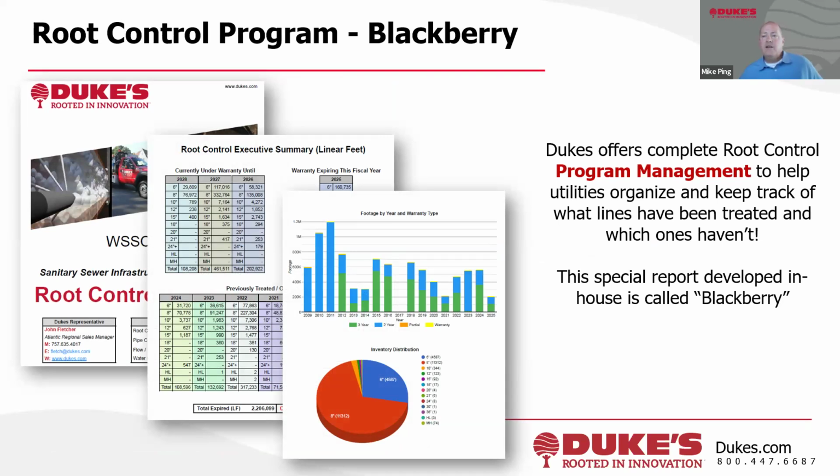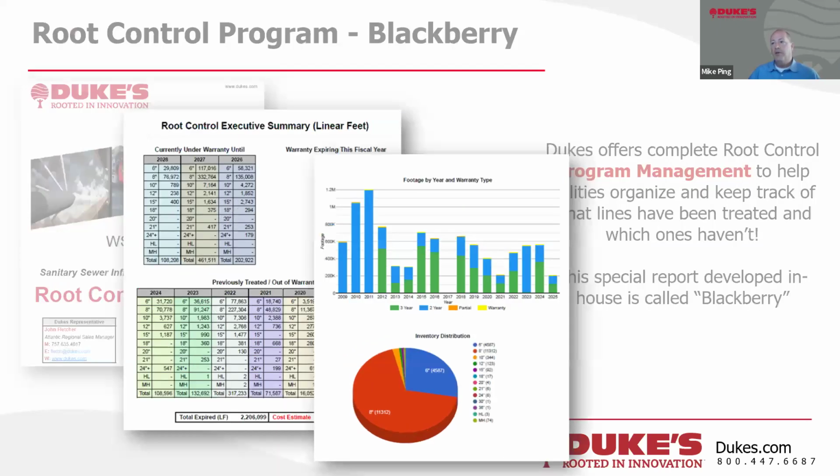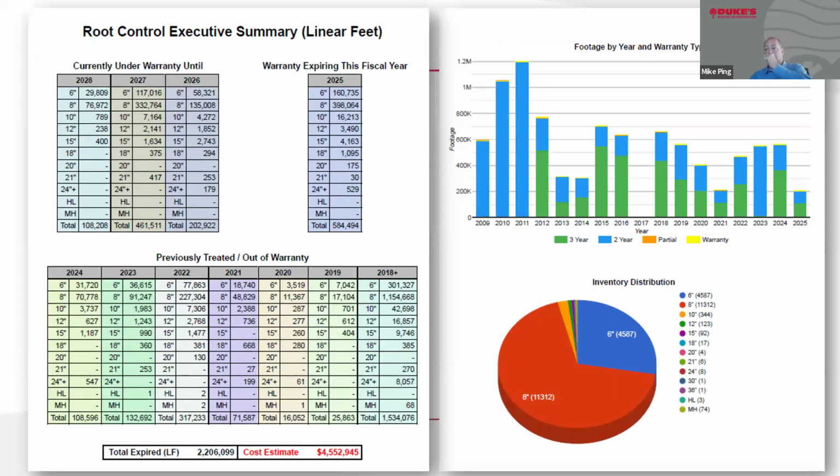So one of the last items here I'd like to touch on is Dukes. At Dukes, in the chemical root control program, we offer a customized report. It's called Blackberry. One of the long-term Dukes guys came up with this name. He grows blackberries, but this is a report that offers an aspect of program management. It aggregates all the data and summarizes it. When you have a collection system and you're doing work on certain segments and not others, it can be a real challenge to keep up with what's been treated and what has not been treated. So we've got this customized report to help with that. You can just kind of see some examples.